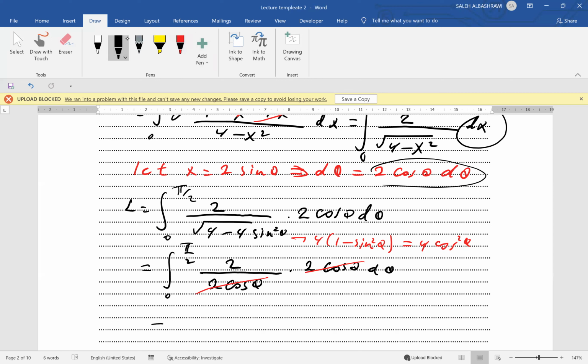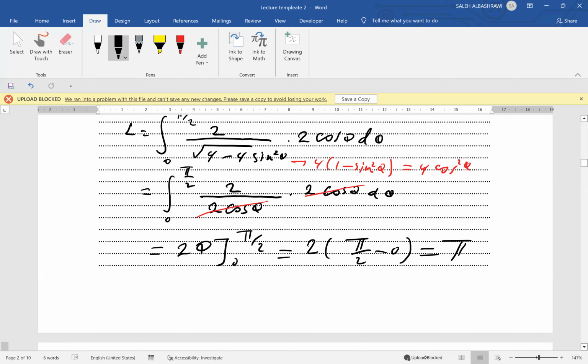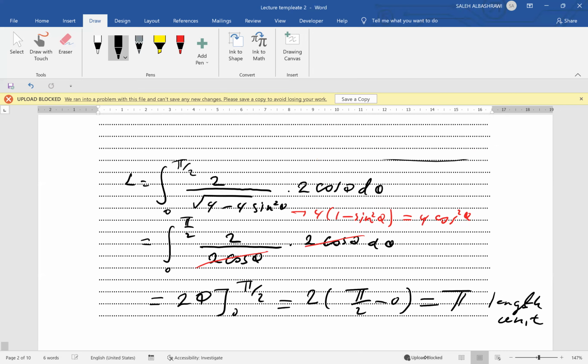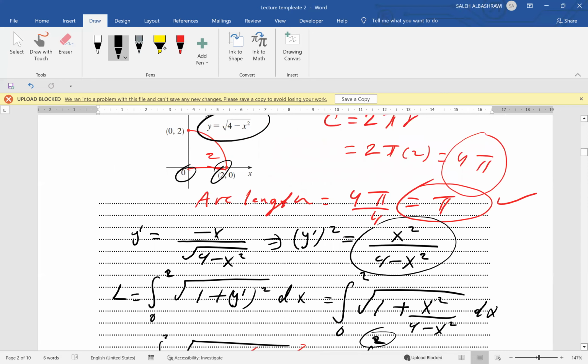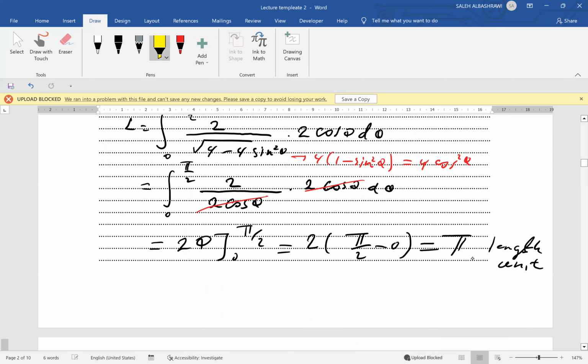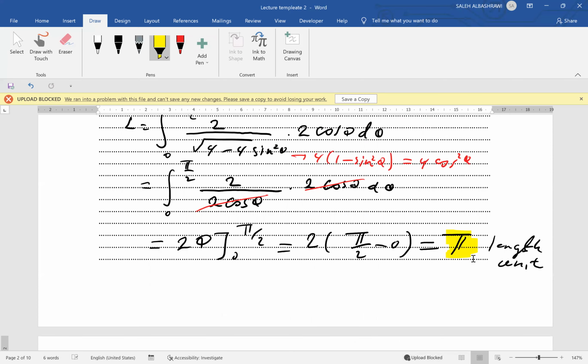Integrating, I will have 2 theta between 0 and pi over 2, which is equal to 2 multiplied by pi over 2 minus 0. That will give me pi. If we go back to the circle, is it the same? Yes, you can see we got pi there, and it is equal to pi using the arc length formula.